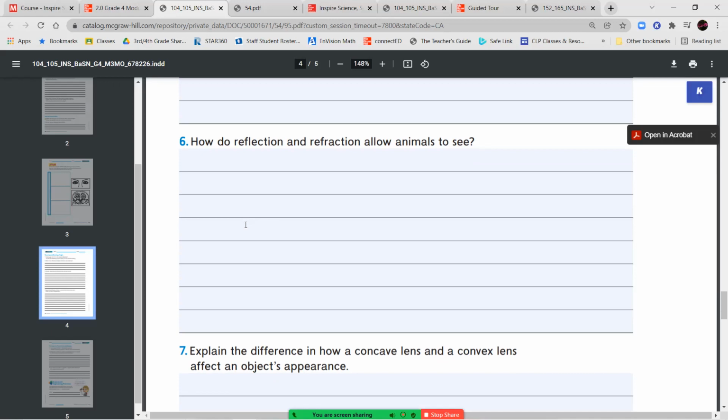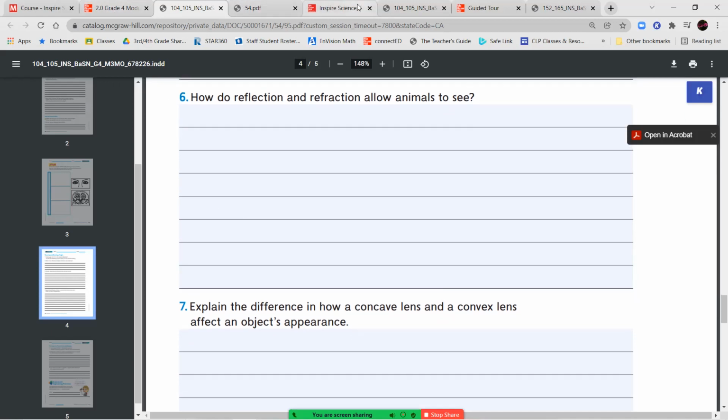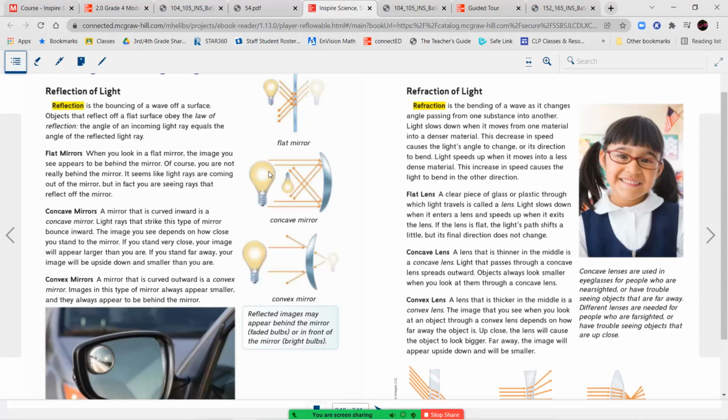How do reflection and refraction allow animals to see? So reflection allows you to see because the light waves are bouncing off of something, so you're able to form an image because your eyes need light to be able to send a message to your brain. So light needs to be bouncing off of that surface in order for you to be able to see it. Refraction also allows you to see because it adjusts how big or small you're seeing it. So depending on the lens that you're looking through, either a flat lens, a concave lens, or a convex lens, it changes the way that you're seeing the object in front of you.